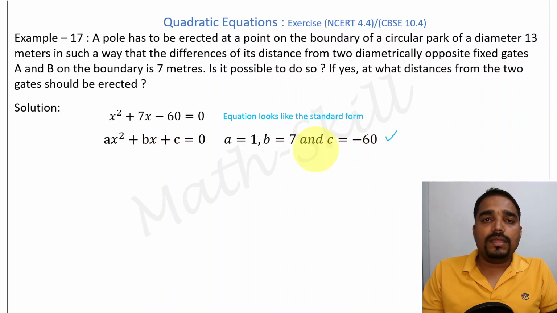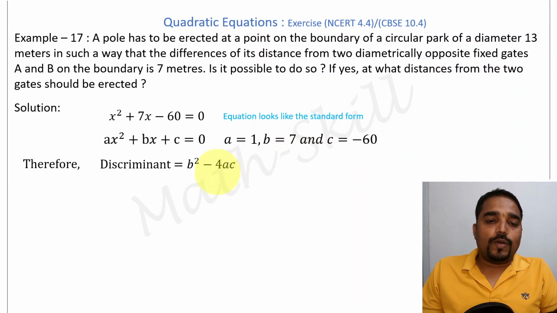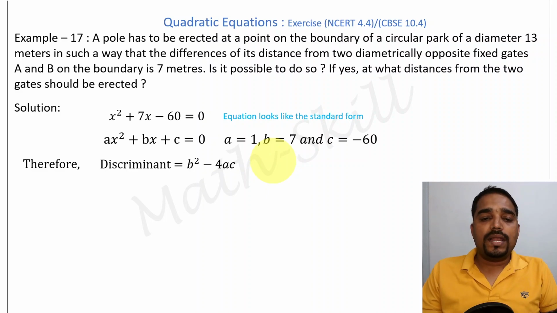Now let us find out the value of discriminant. Discriminant is equal to b square minus 4ac. So substitute the values a is equal to 1, b is equal to 7 and c is equal to minus 60 in this discriminant equation. Upon substitution, b square is 7 square minus 4 into 1 into minus 60.